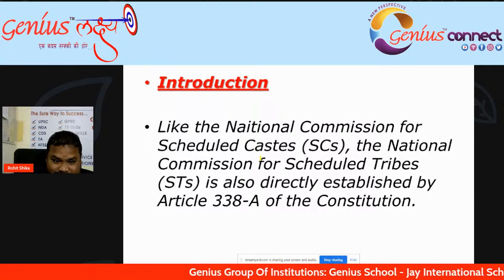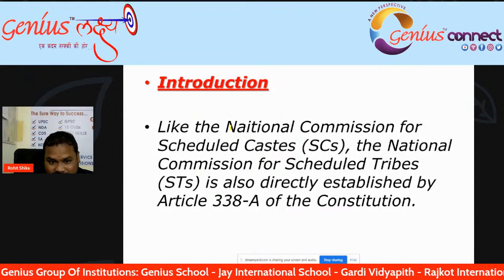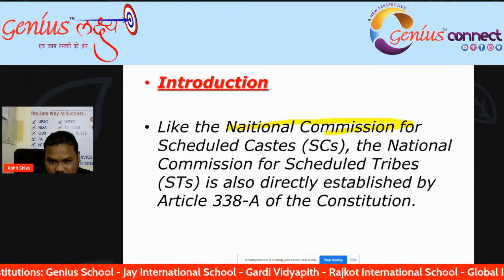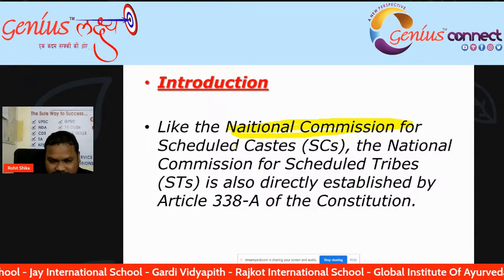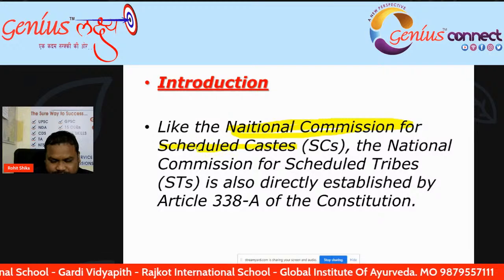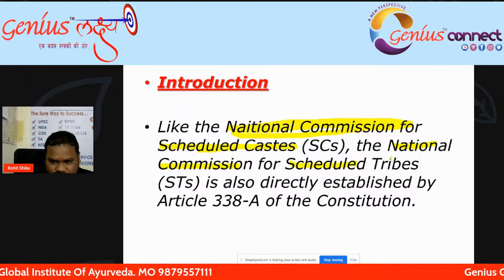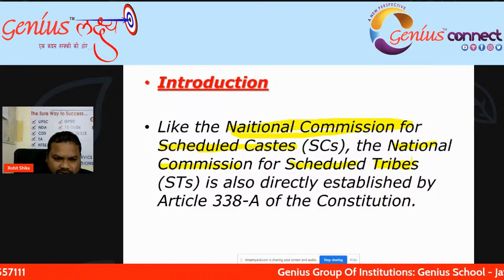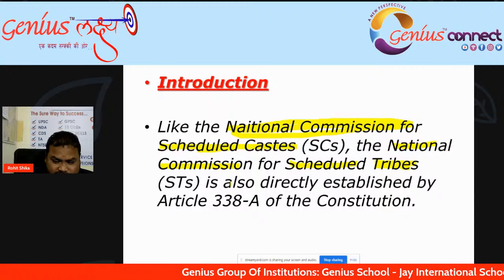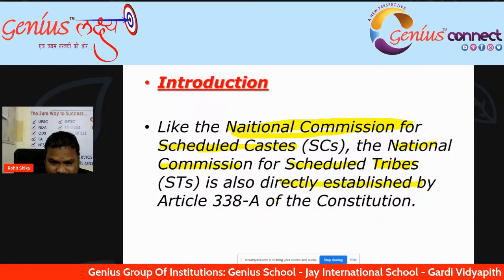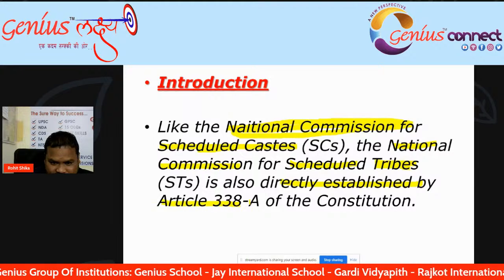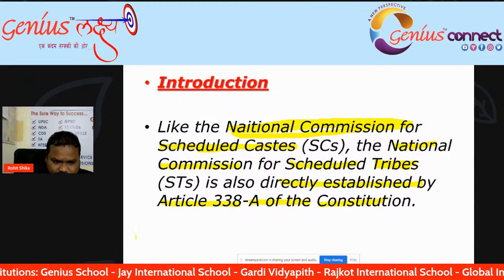Like the National Commission of Scheduled Castes, we have already discussed this topic. There is a National Commission for Scheduled Tribes. It is also directly established by Article 338 of the Constitution.